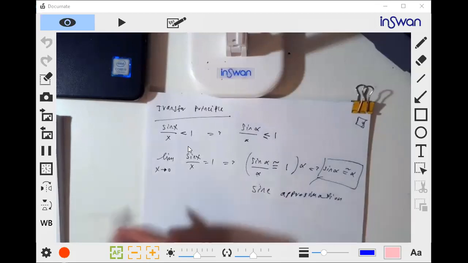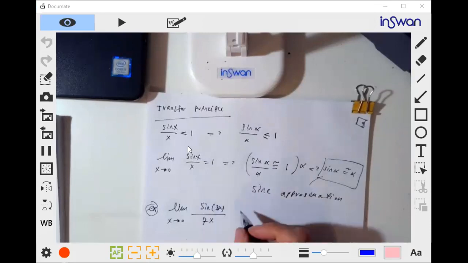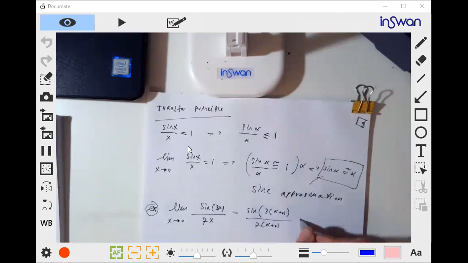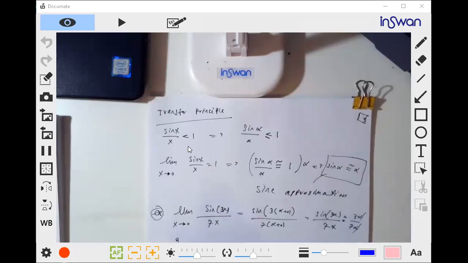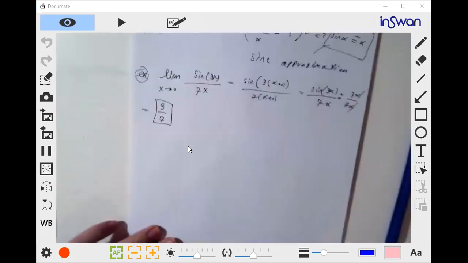So let's use the sine approximation. What is the limit as x approaches 0 of sine of 3x divided by 7x? Okay, this is equal to sine of 3 times alpha plus 0 all over 7 times alpha plus 0. This becomes sine of 3 alpha over 7 alpha. Notice that by the approximation, this becomes 3 alpha over 7 alpha. Alphas cancel, so our final answer is 3 over 7. The sine approximation formula allows for pretty quick calculations like that with regards to limits of sine.